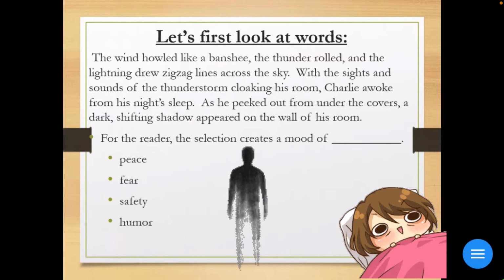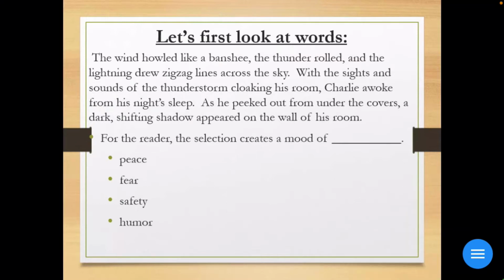So this is a fiction example. It's not a true story. It's a made-up story. And let's see if we can answer the question based on the words. For the reader, the selection creates a mood of peace, fear, safety, or humor. If you're in my classroom and you think it's peace, give a thumb up. If you think it's fear, give a thumb up. If it's safety, give a thumb up. If it's humor, give a thumb up.